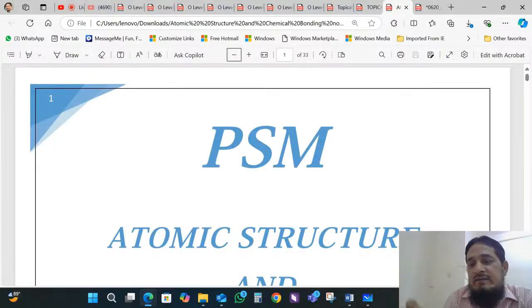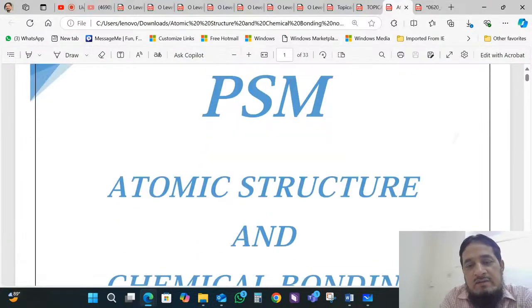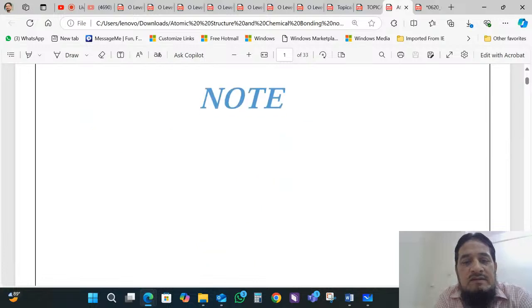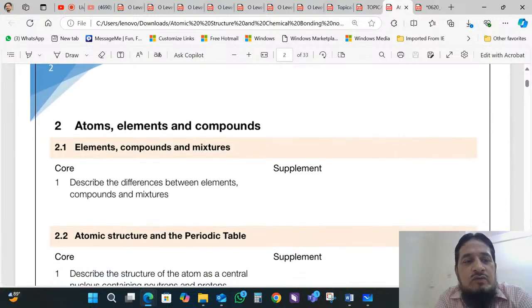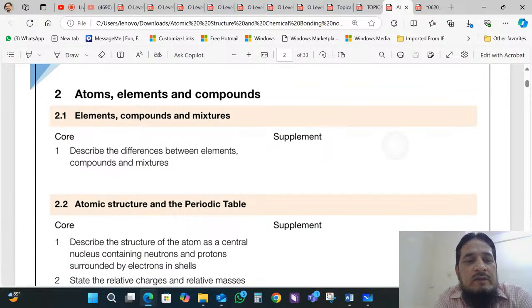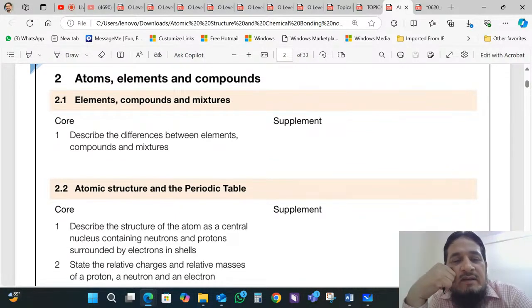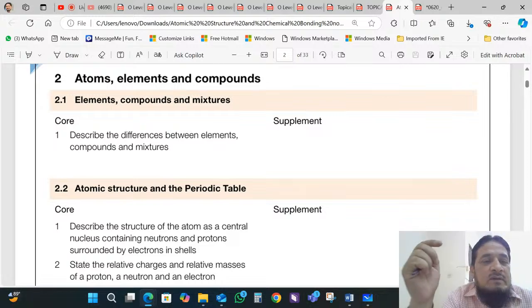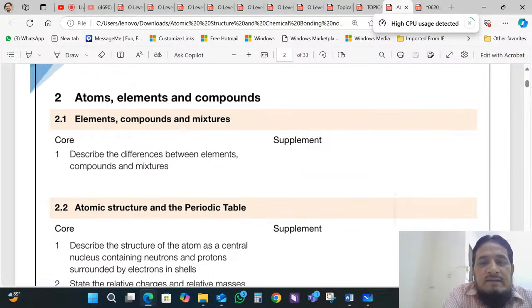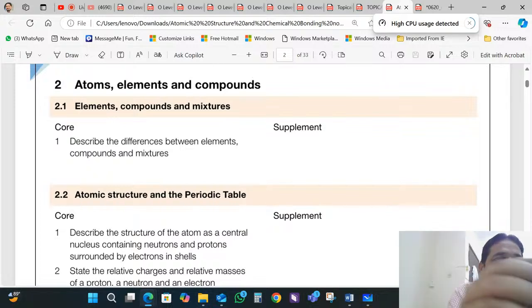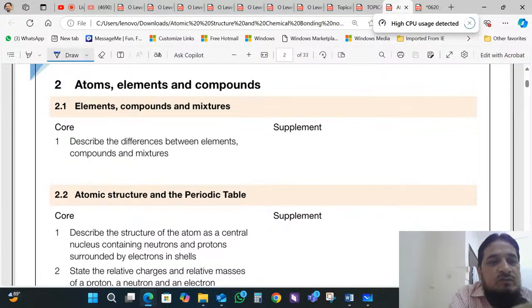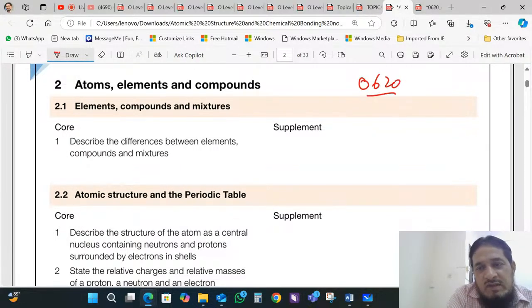And the second thing I would like to share: first of all, what should we do? We should read the syllabus content, all of it, the core one and the extended one. These are the syllabus contents for IGCSE, subject code 0620. And this is unit number 2.